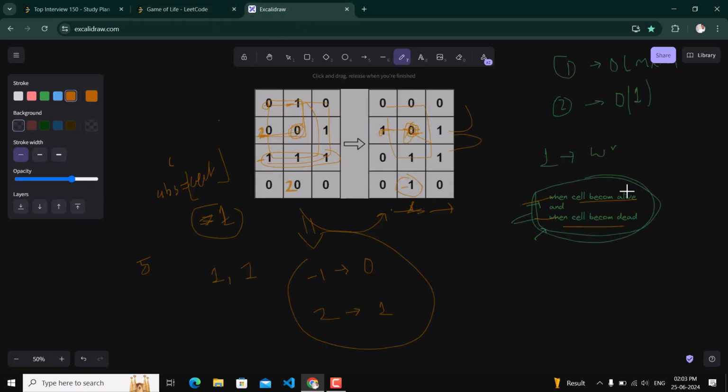So for space complexity it is constant because we have not used any extra space, and for time complexity it is O of m cross n because we are iterating over the whole matrix once.